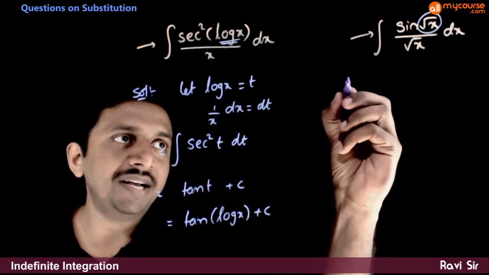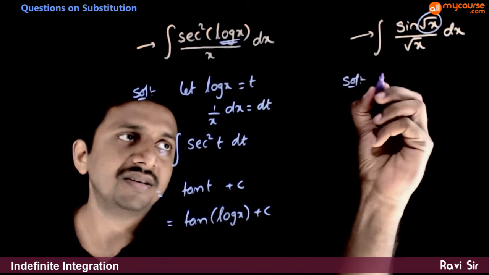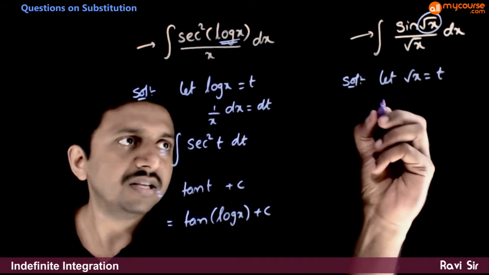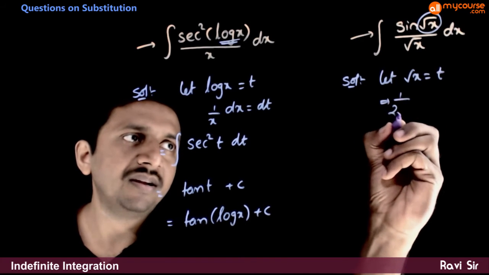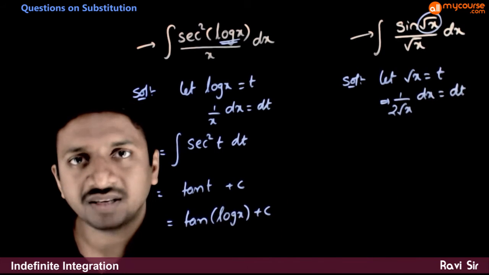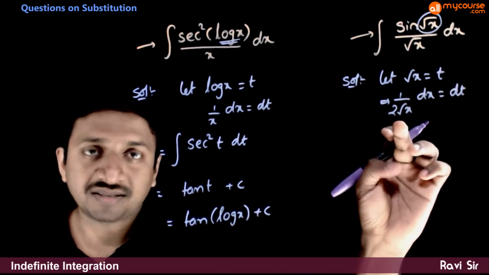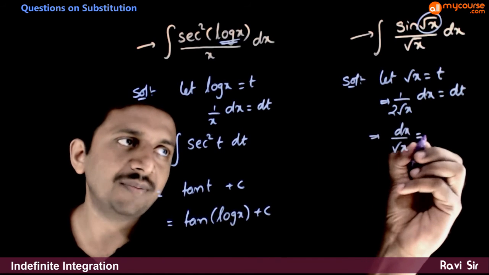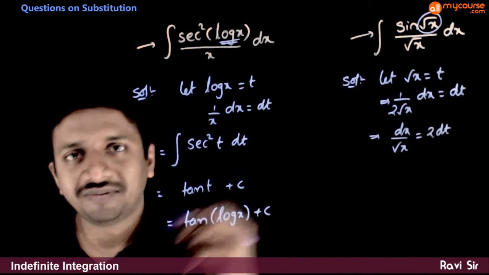Similarly, if you want to integrate sine of root x, we can let root x be equal to t. This implies 1 by 2 root x dx is equal to dt. So dx by root x can be written as 2 dt.